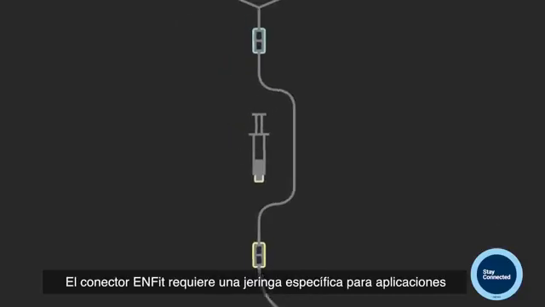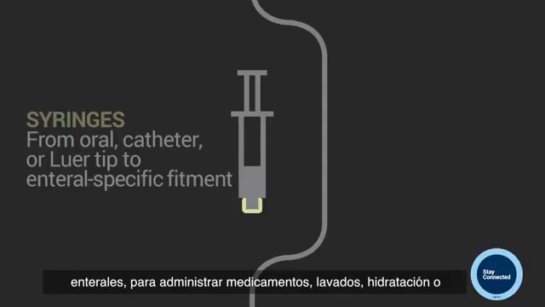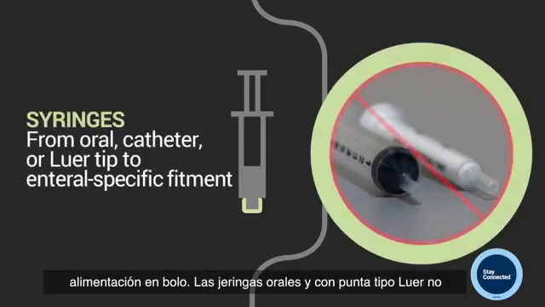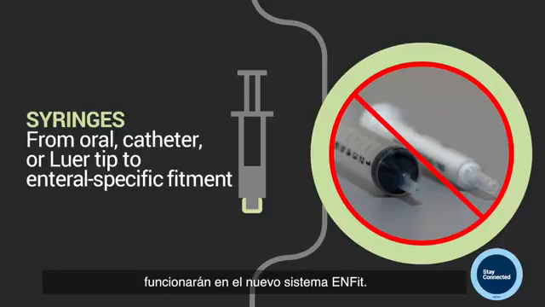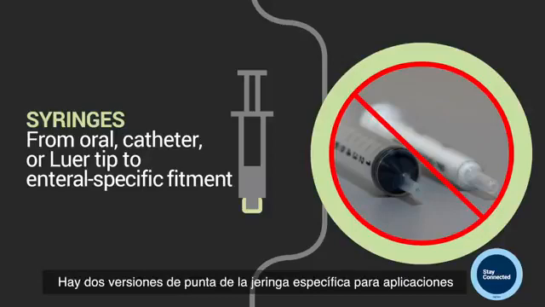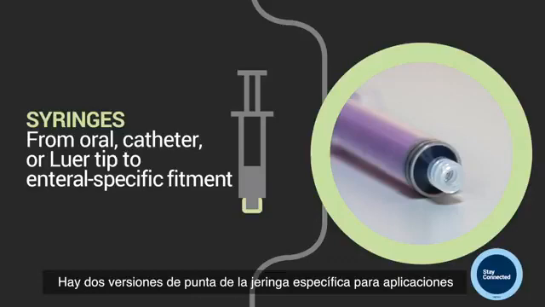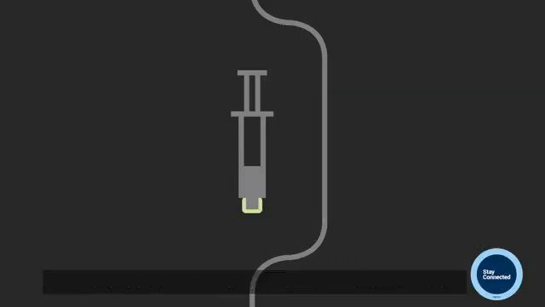The ENFit connector requires an enteral-specific syringe to administer medicine, flush, hydrate, or bolus feed. Oral and luer-tip syringes will not work in the new ENFit system. There are two tip versions of the enteral-specific syringe, single thread or dual thread, as shown here.